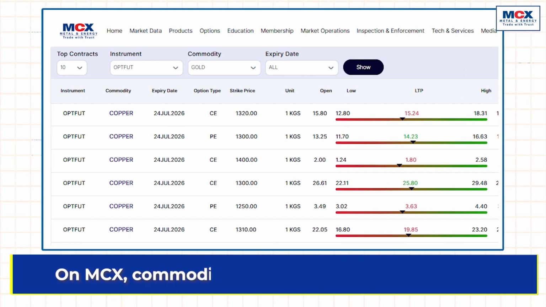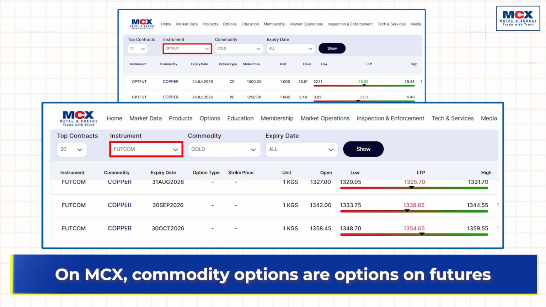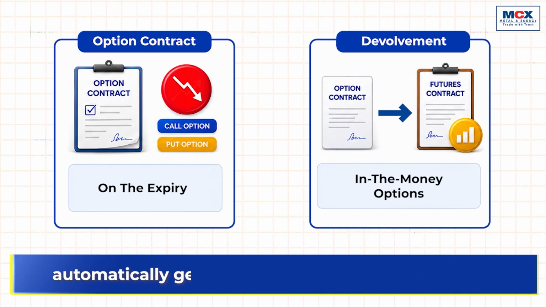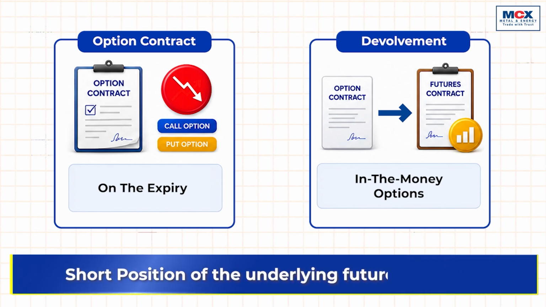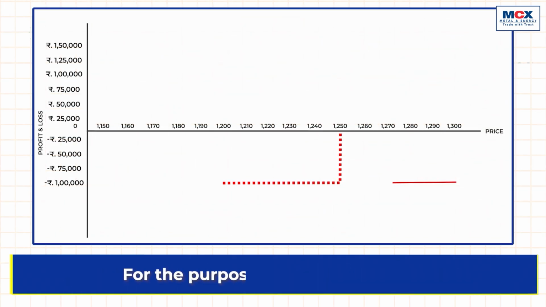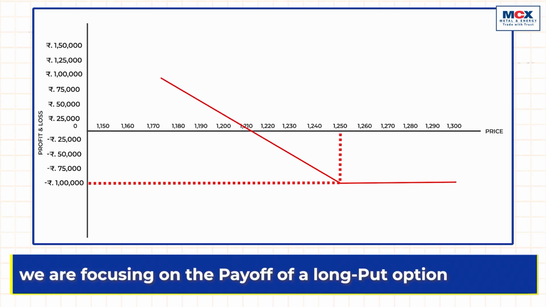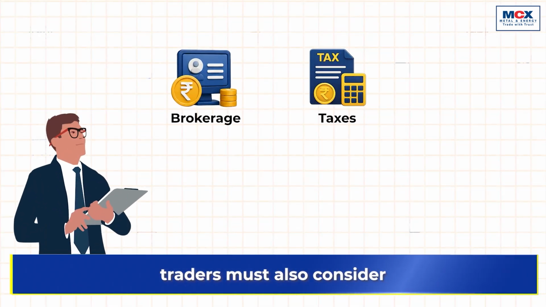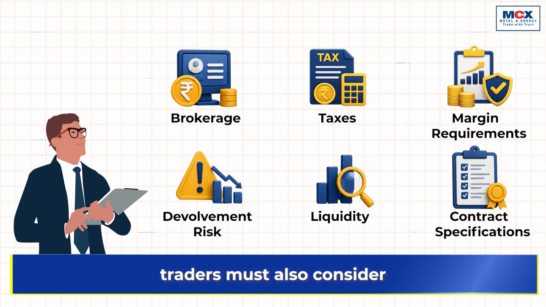Important MCX note. On MCX, commodity options are options on futures. So at expiry, an in-the-money put option will automatically get exercised and may devolve into a short position of the underlying futures contract. For the purpose of this payoff chart, we are focusing on the payoff of a long put option at expiry. In actual trading, traders must also consider brokerage, taxes, margin requirements, devolvement risk, liquidity and contract specification.